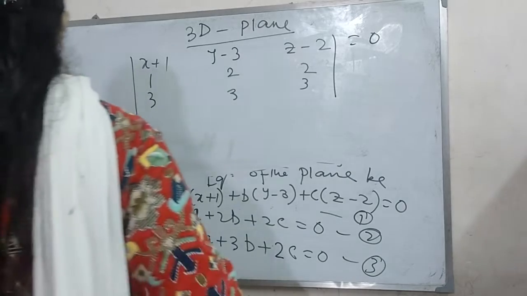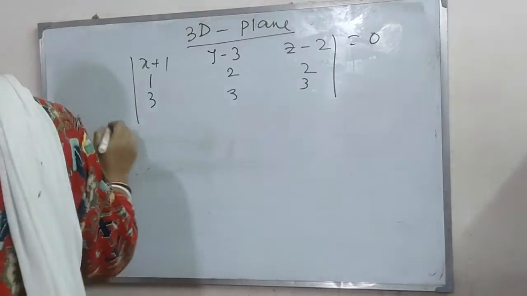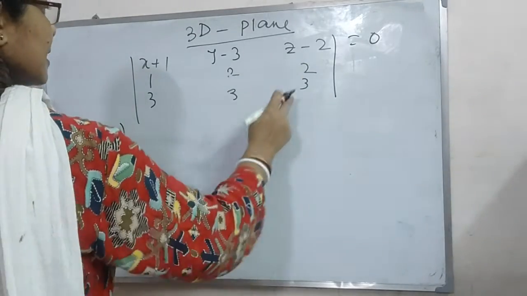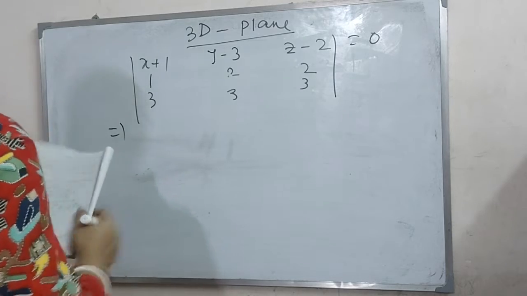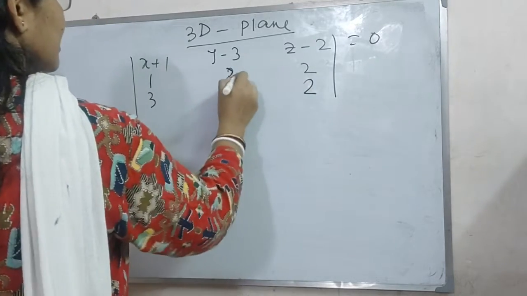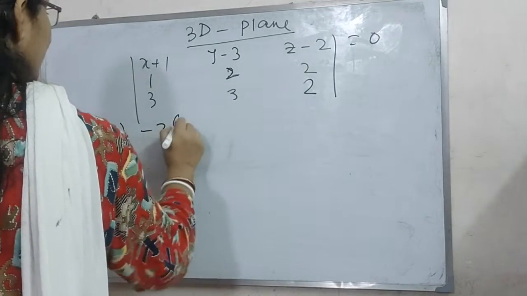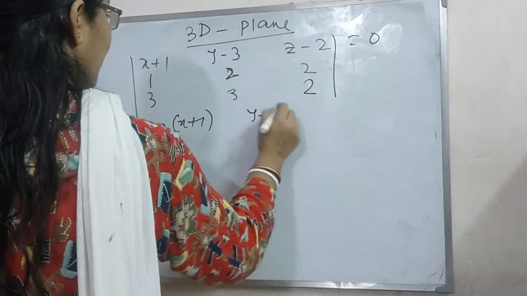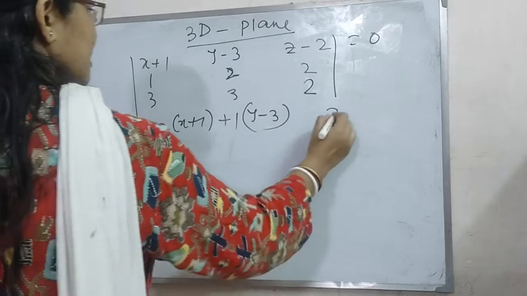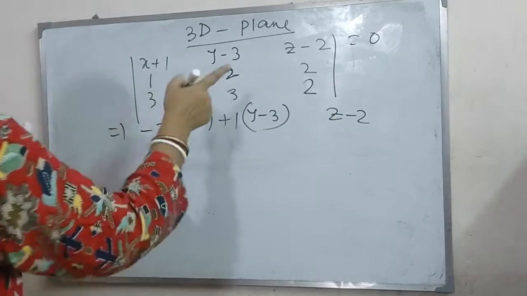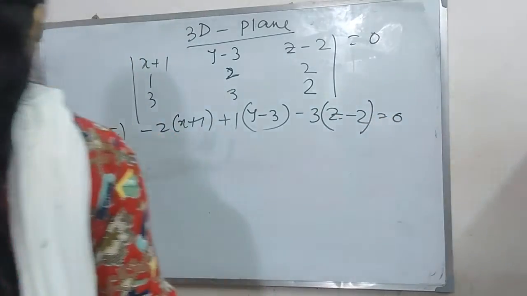From here I will get 6 minus 6, 3, 3, this is 2. So 4 minus 6 that is minus 2 into (x plus 1), then (y minus 3) times (2 minus 3) that is minus 1, plus 1, then (z minus 2) times (3 minus 6) that is minus 3, this equal to 0.